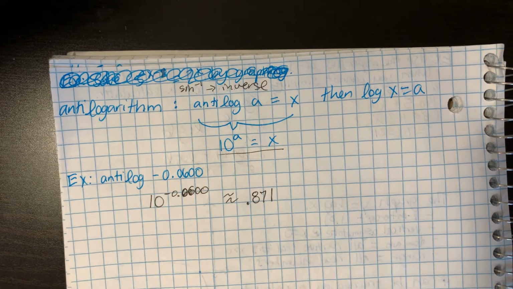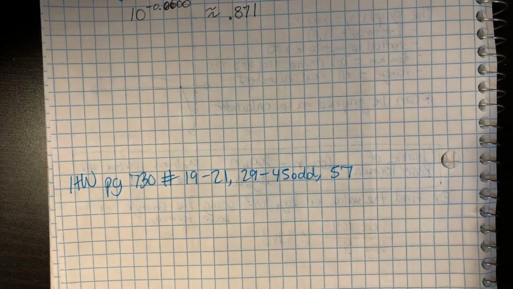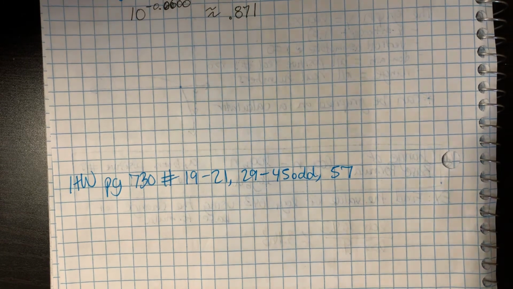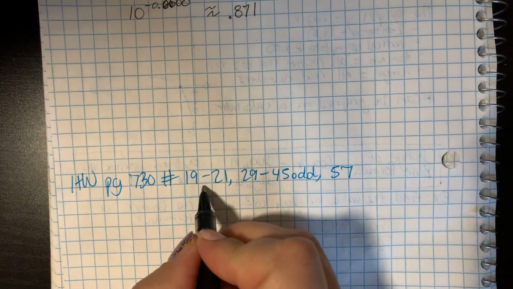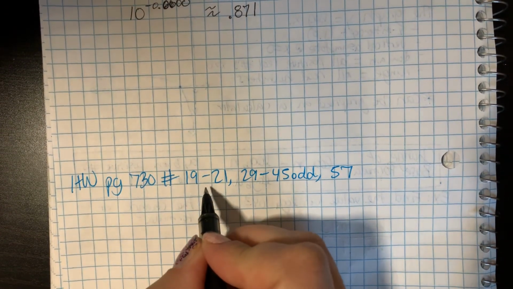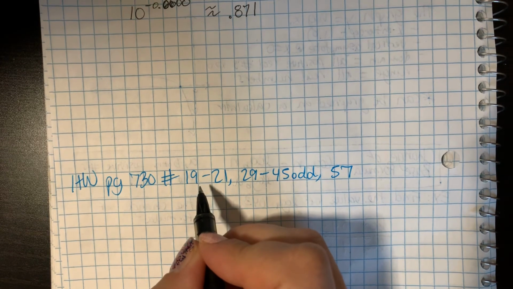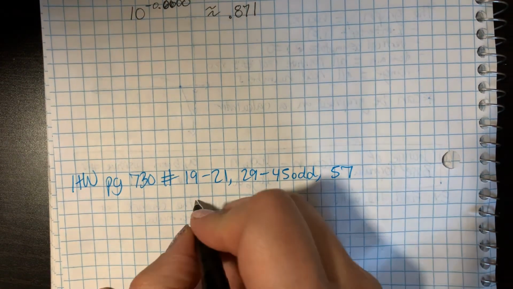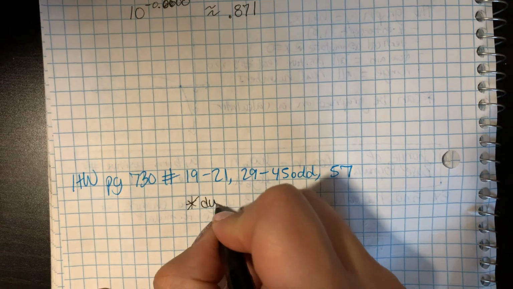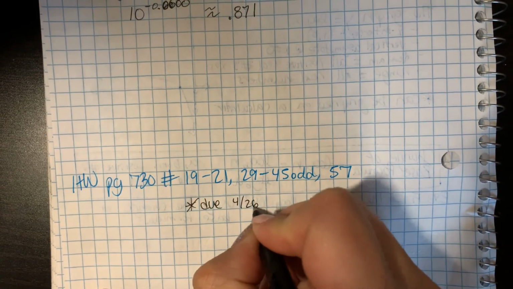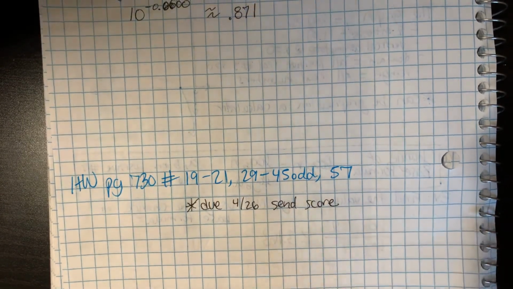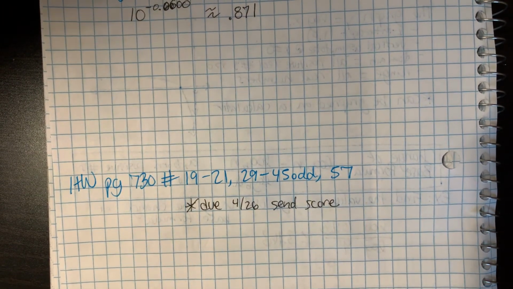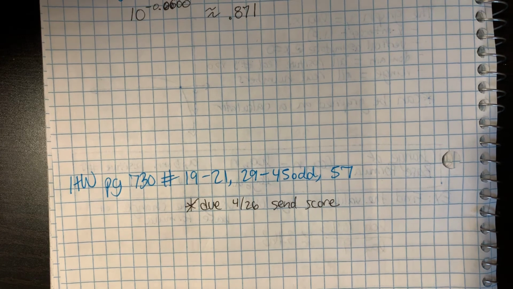Here's your homework assignment, page 730, number 19 to 21, 29 to 45 odd, and 57. I will send you the answers to number 20 in the email so that you have it. This is due by 4/26. Send me your score. If you want to send your score sooner, please do. I just want to make sure you guys have plenty of time before we start the next week.